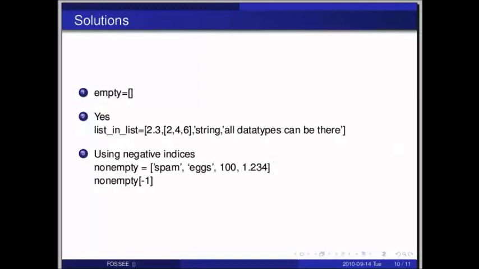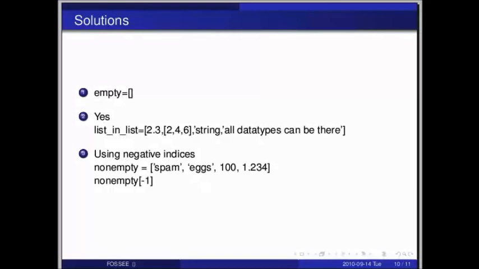The first one, we create an empty list just by leaving the space inside the square brackets empty. And it will be like empty is equal to plain square brackets, empty square brackets. And the second question, yes, list can contain all the other data types including list.